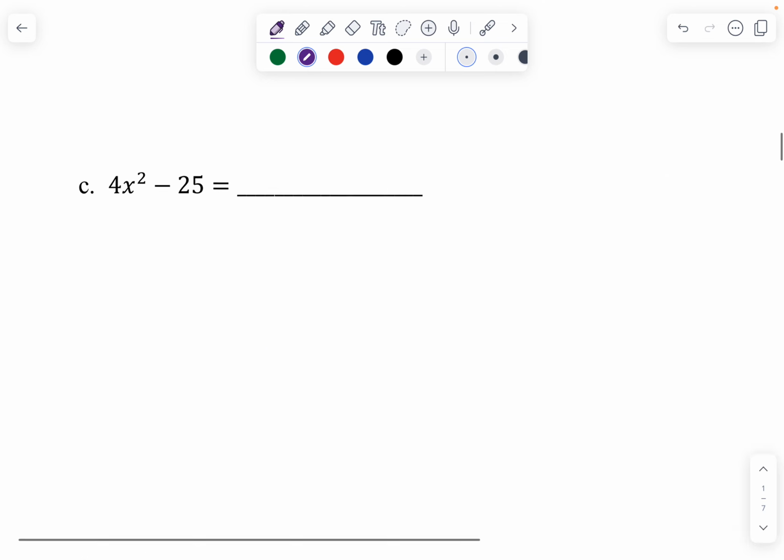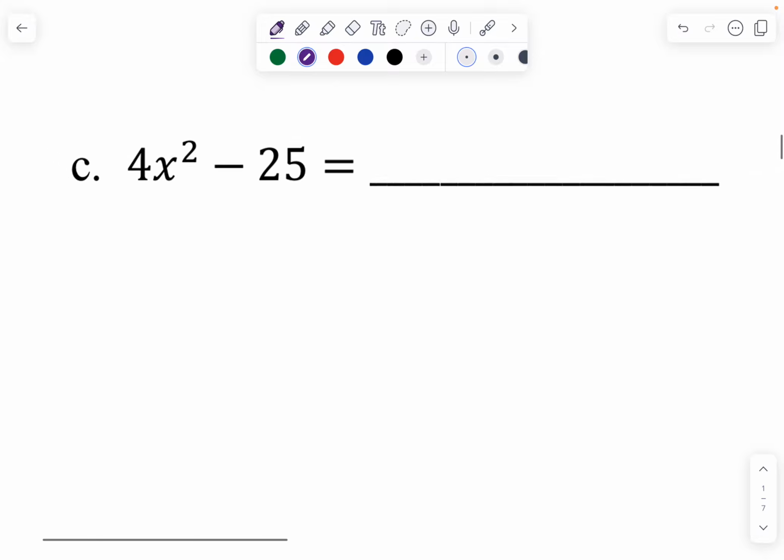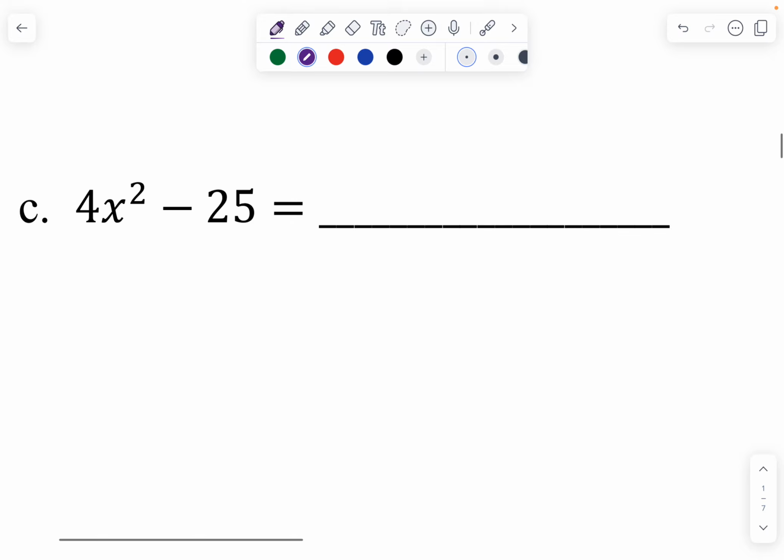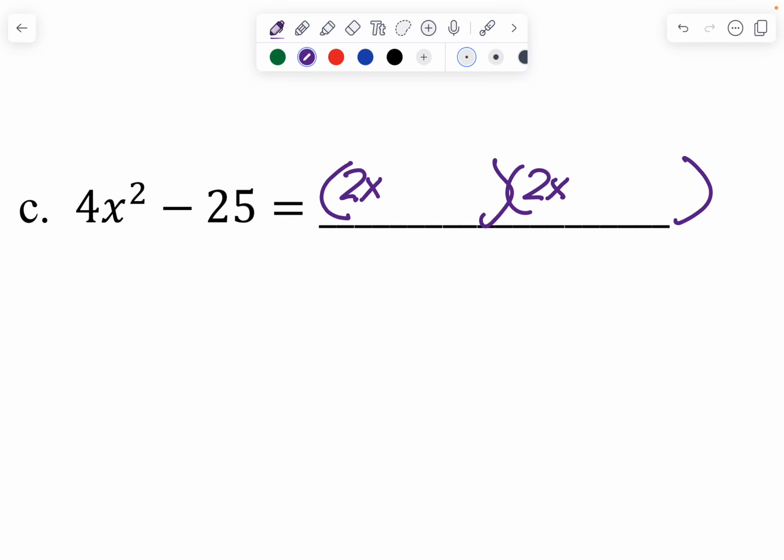With letter C, a difference of 2 squares. So these are always going to be the hardest problems until they become your easiest. Since 4x squared is 2x times 2x, those will be our first terms. And the number 25 is 5 times 5, a perfect square. Those are the numbers that go there. And then we just make one of them a positive and one a negative. And there's our answer.